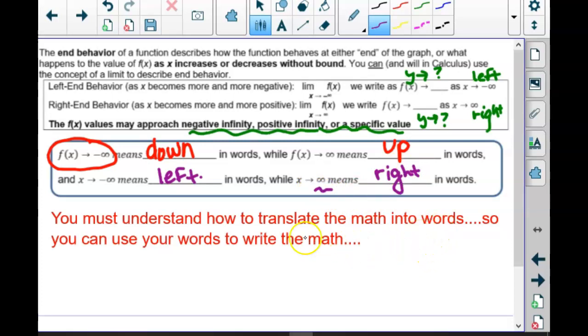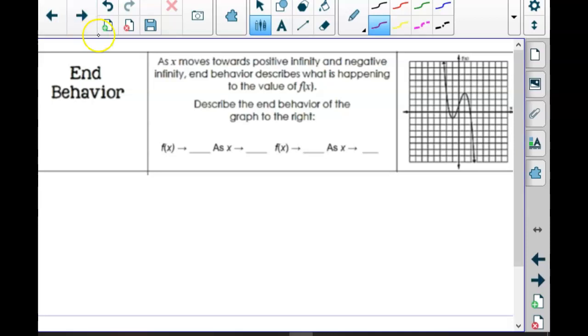So now we have to be able to use those words to describe what a graph is doing, not just the axes. For this particular graph, as I go further and further to the left, what is the end behavior doing? It's going up, yes? So the left is up. How do I write that?